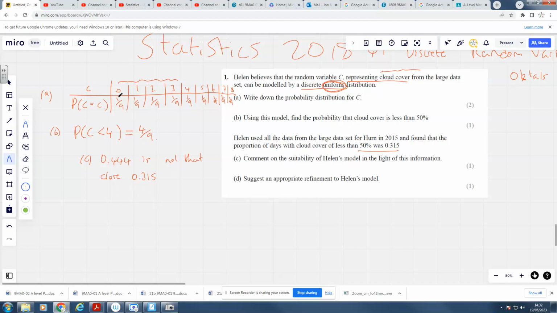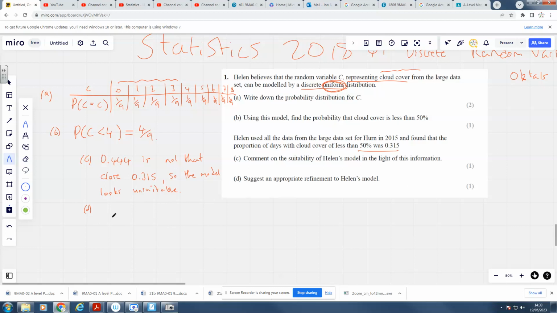And this is the point. A uniform distribution is not appropriate for cloud cover. Sorry, I should finish off part C. So the model does not look appropriate. So the model looks unsuitable, because the real data is telling us that it's more cloudy than not. Okay, so the model looks unsuitable. We'll check these answers in a second. I like to look at my wordy answers and see how close I've got to theirs.